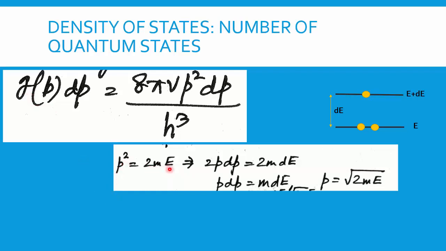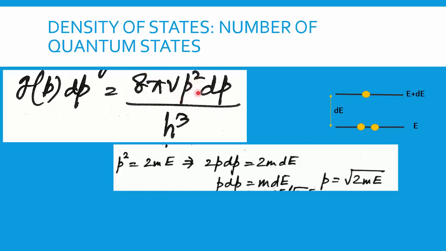What I will do is take the derivative on both sides. So I will write 2p dp is equal to 2m dE. The mass of the particle is a constant, so it is not differentiated. Then I cancel 2 and I get p dp is equal to m dE. Right? Now what I will do is take this over to the right hand side. 8 pi V, they are constants, they will remain like that.